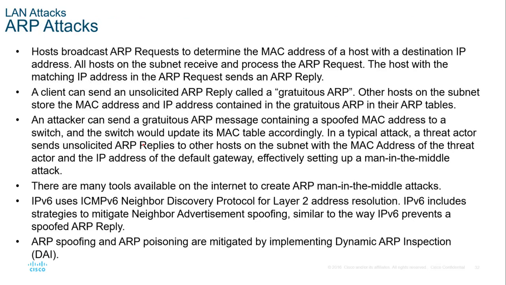So in ARP, hosts broadcast ARP requests to determine the MAC address of the host with the destination IP address. Because ARP maps the known IP address with an unknown MAC address. So all hosts on the subnet receive and process the ARP request. The host with the matching IP address in the ARP request sends the reply. So if a broadcast is sent with the known IP address, the targeted computer with that very IP address is the one to reply back.